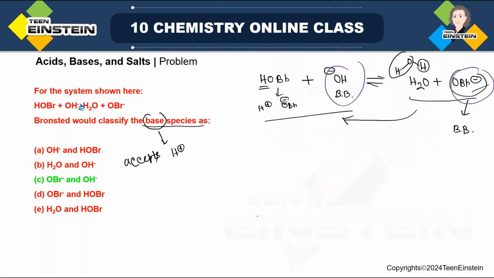If you look at the other options, option A is partially correct. It is having this species, but this is not correct. Both the species must be acting as Bronsted base. Then only you can select it as the correct option. This one is also partially correct. This is partially correct and this is fully incorrect, right? So the correct option is C.